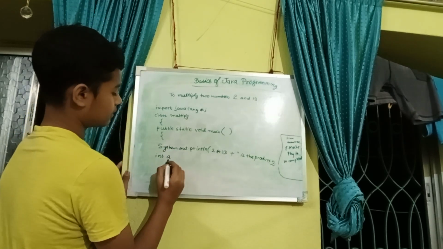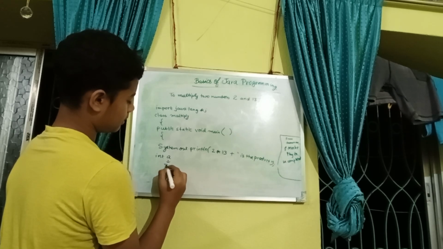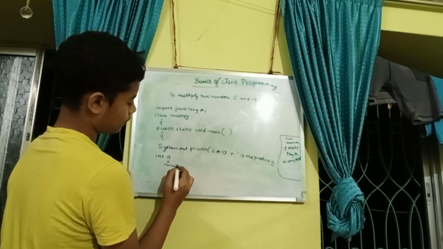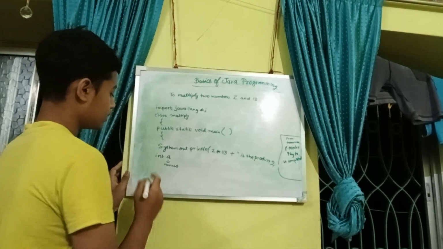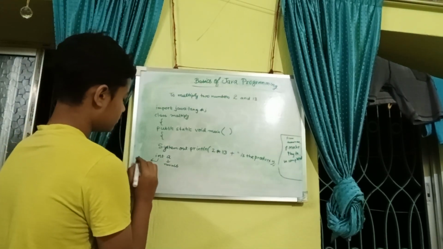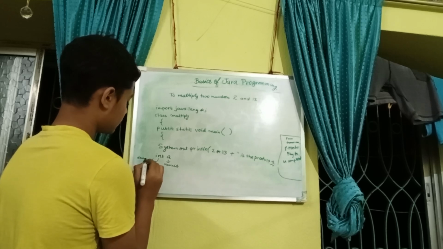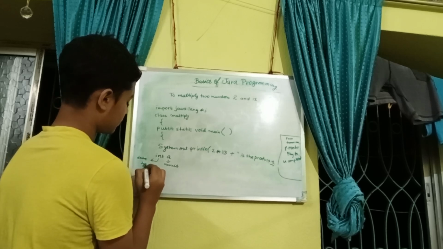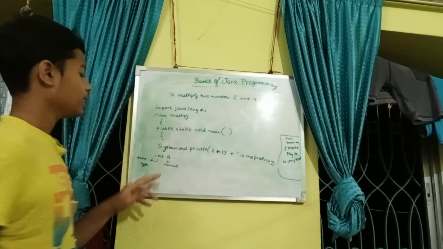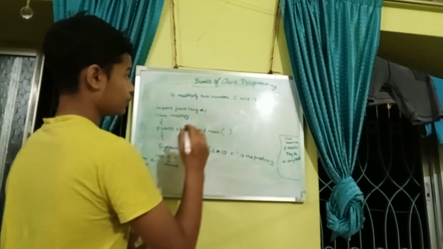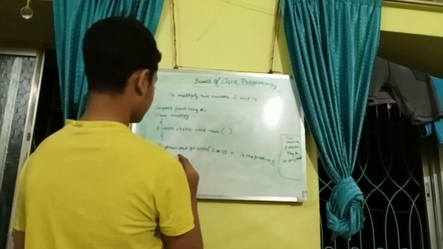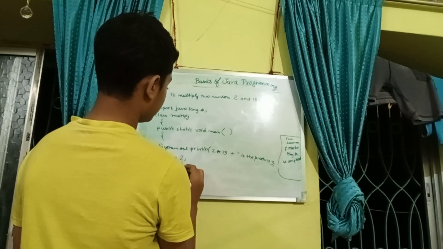This is a variable. See, this is a variable. This is a program to help you understand very easily. So I am writing these things, and this is a data type. Integer is a data type. A is the variable, and suppose this is the value of A. A is equal to 2. This is the value.